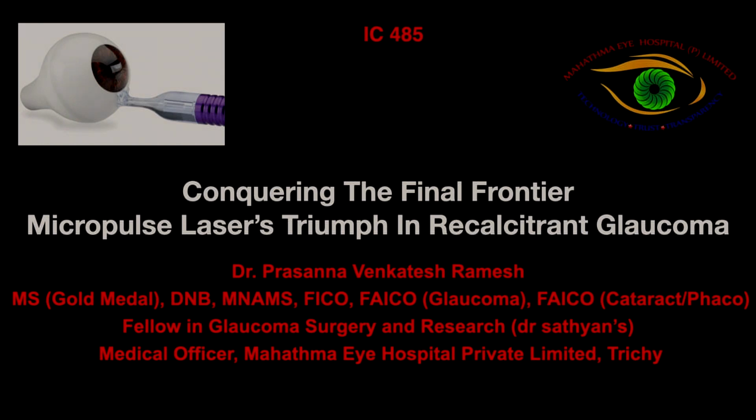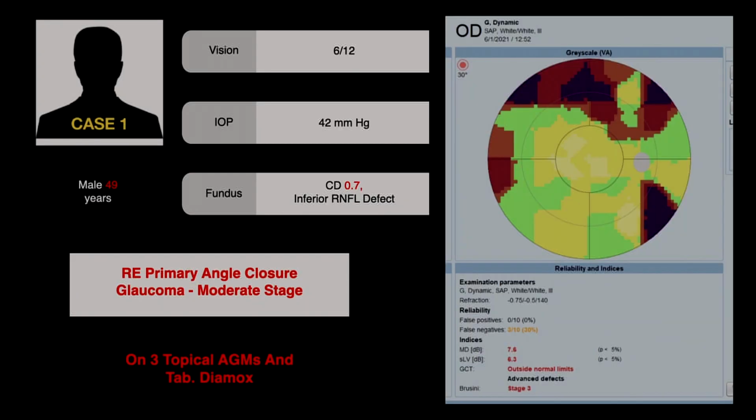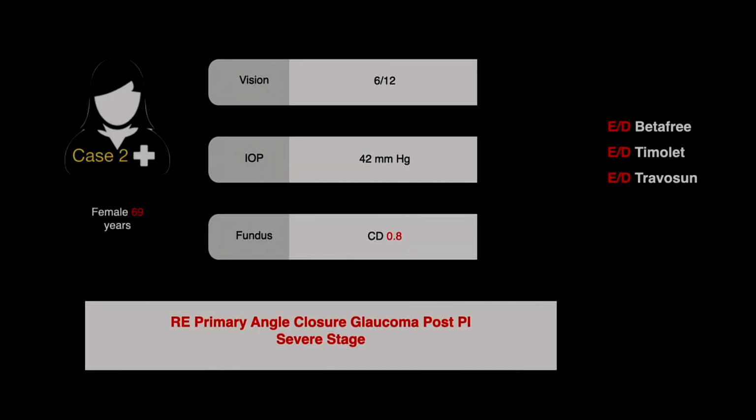Thank you. So we'll have a quick slide-based discussion on micropulse. I have no financial disclosures, and these are two of our cases. One is a right eye, primary angle closure, moderate stage, patient on 3 glaucoma medications and tablet Diamox, 0.7 cupping and IOP of 42. We'll come back to this, and this is another patient on maximum medical therapy, IOP of 42.